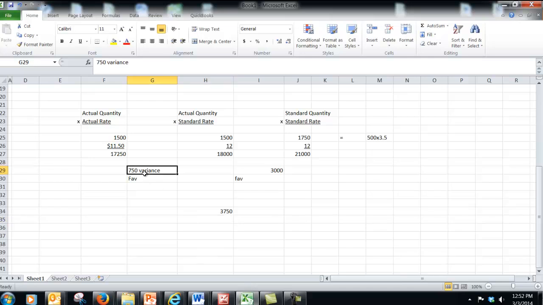So we have the rate variance here. Okay? We have the time variance here. And the total of this plus this, because they were both favorable, is 3,750. That's our variance, and that, of course, is favorable.